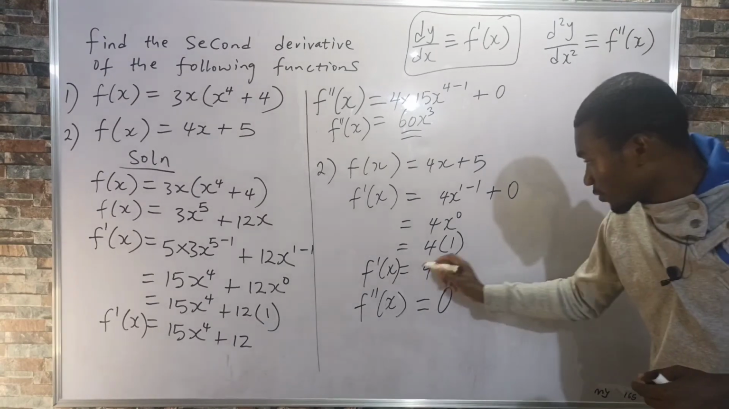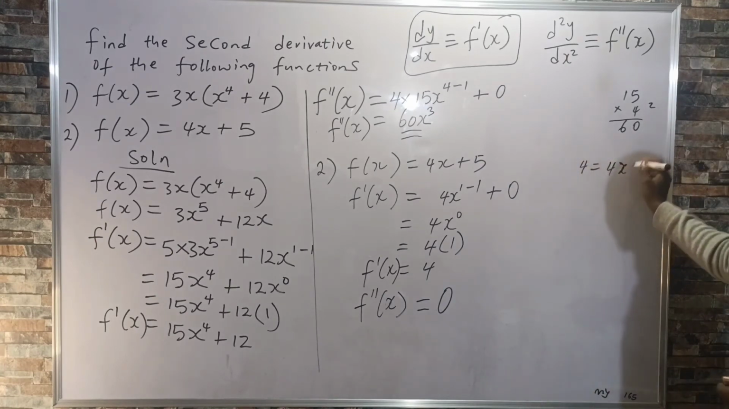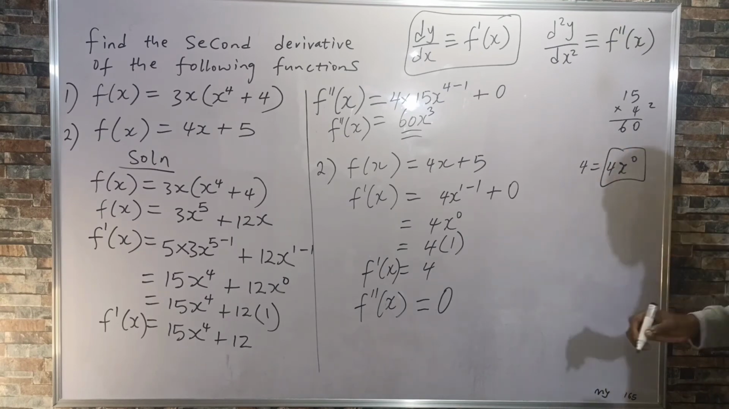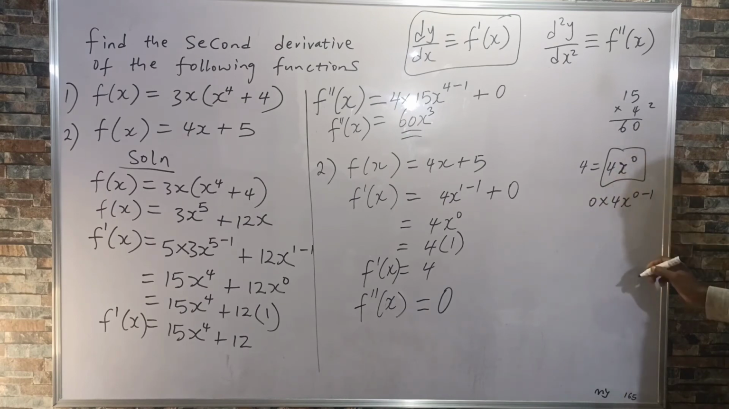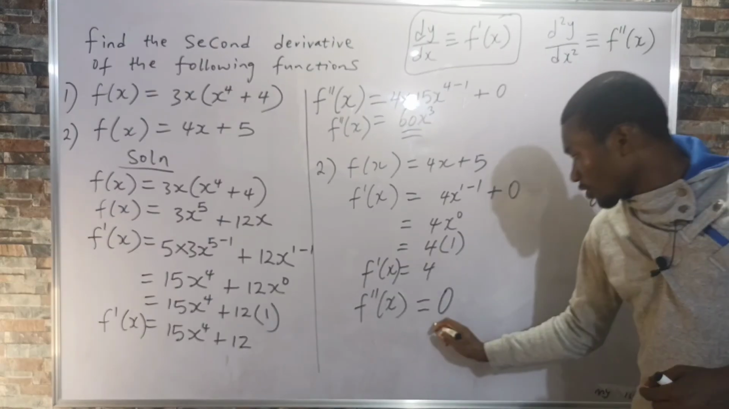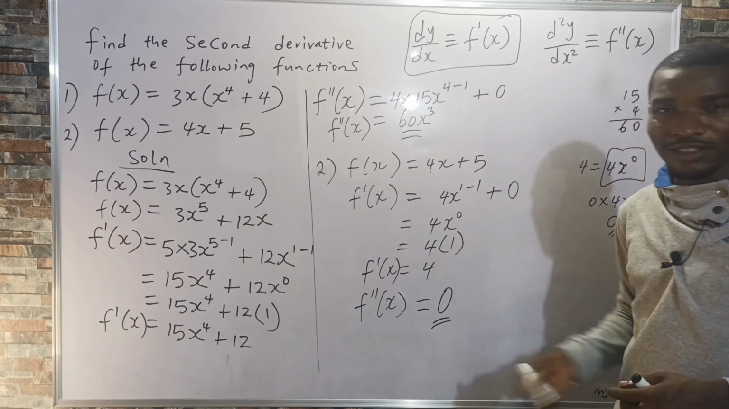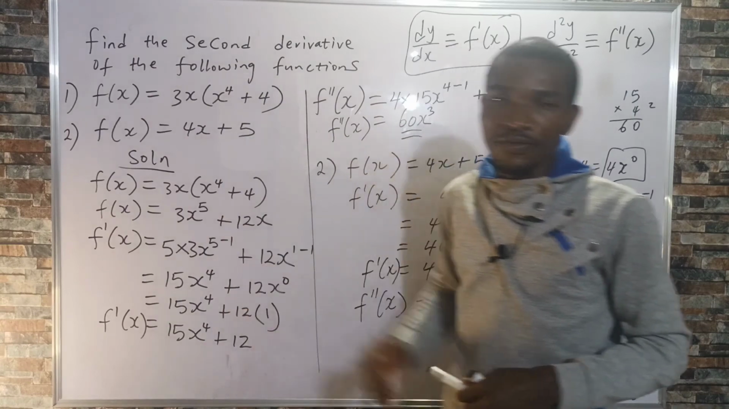What it means is that this 4 is like 4x raised to the power of 0, such that when we differentiate 4x raised to the power of 0, we have 0 multiplying 4x raised to the power of 0. Then we subtract 1 from the power. Then 0 multiplying everything we have here will still be 0. That is how we got the 0 here. So automatically, the second derivative of this given function is 0. This is how to find basically the second derivative of a given function.